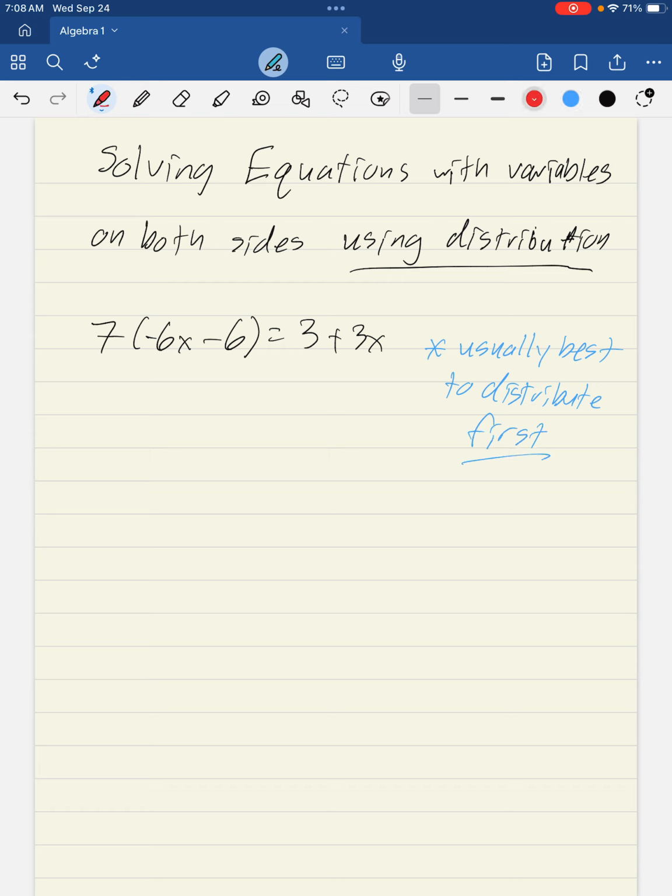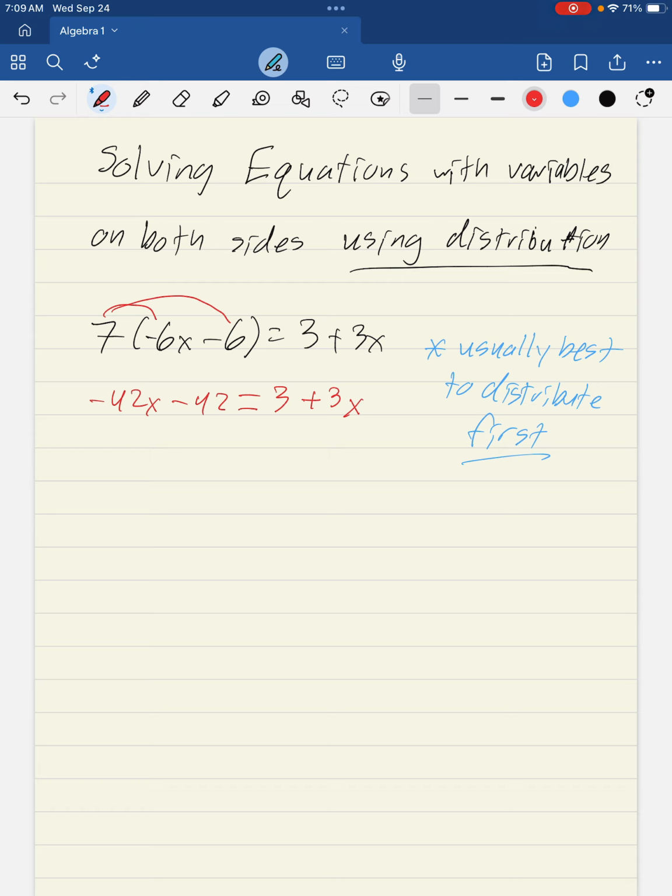So we're going to take care of that. We are going to distribute our 7 into the parentheses, and we've got ourselves negative 42x minus 42 equals 3. Oh my, that equals is not the greatest. Let me fix that. Negative 42x minus 42 equals 3 plus 3x.